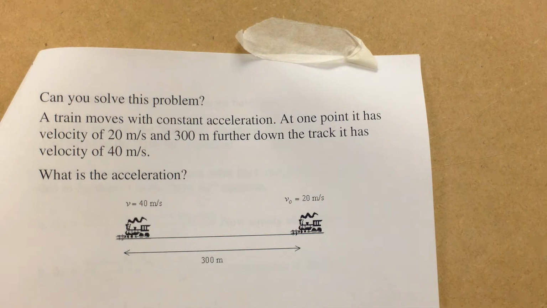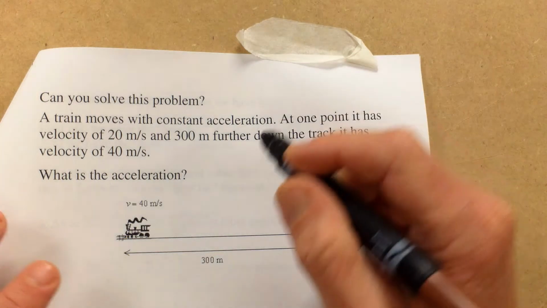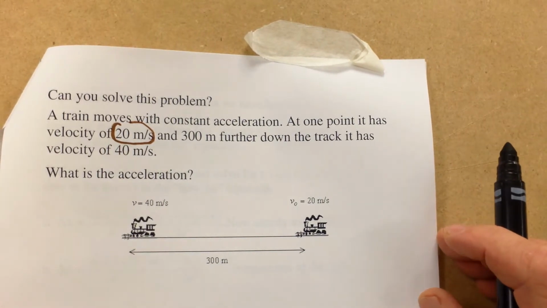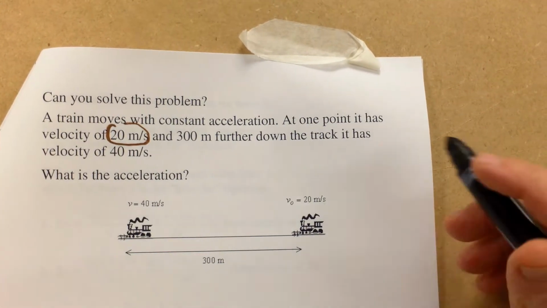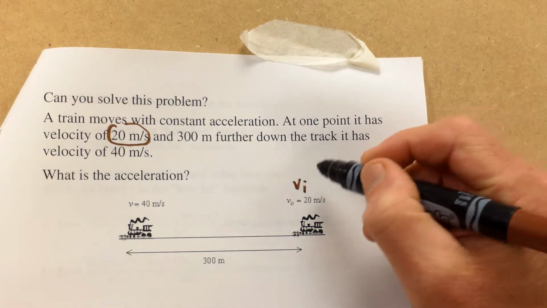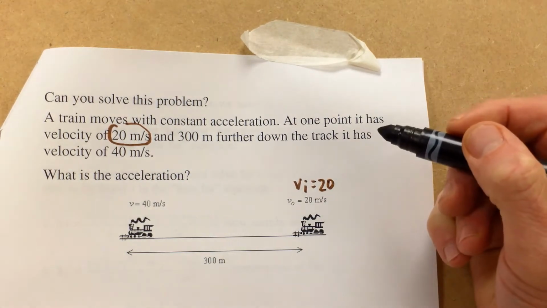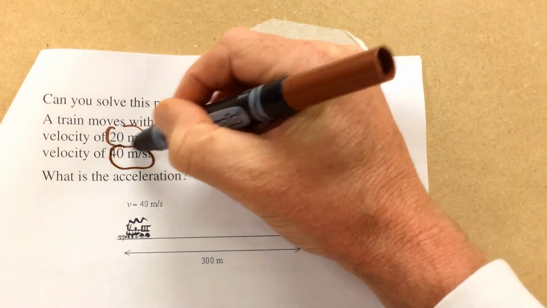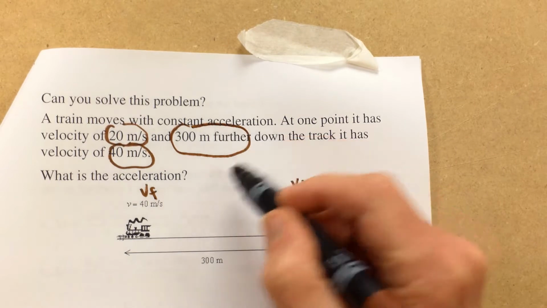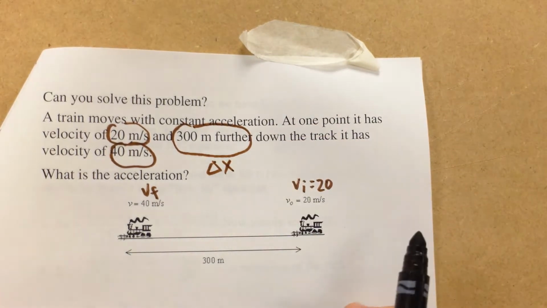Okay, a train moves with constant acceleration. At one point, it has a velocity of 20, and 300 meters later, or further down the track, it has a velocity of 40. So what are some important things I can circle? Well, the 20 is important. What concept is that? Well, that's the initial velocity. This picture has V sub O. I've been using V sub I. Not a big deal. Further down the track, it has a velocity of 40, so that represents the final velocity. 300 meters would represent a displacement, or a delta x.